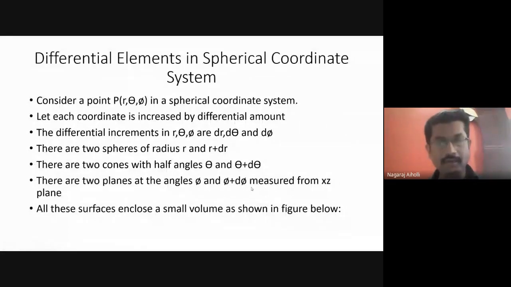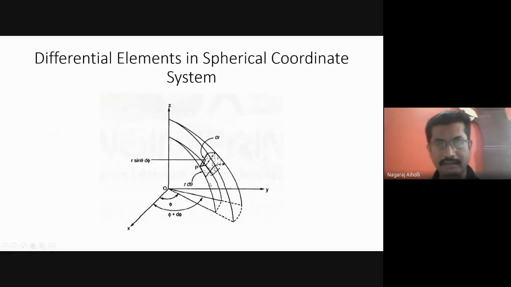When we consider all these surfaces, that is two spherical surfaces, two conical surfaces, and two half planes, they form an enclosed surface. What is the enclosed volume formed by these surfaces? There are 6 surfaces. This is how the volume is formed. When all these 6 surfaces are put together, they form an enclosed volume.